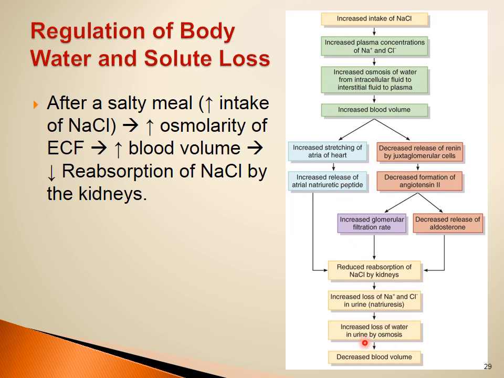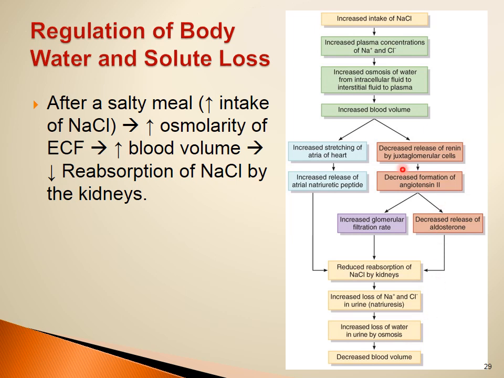The loss of these two ions in urine will be followed by loss of water via osmosis, and this will increase the amount of urine formed and eventually will decrease the blood volume.